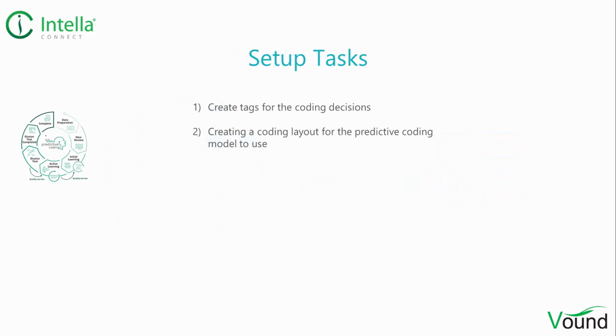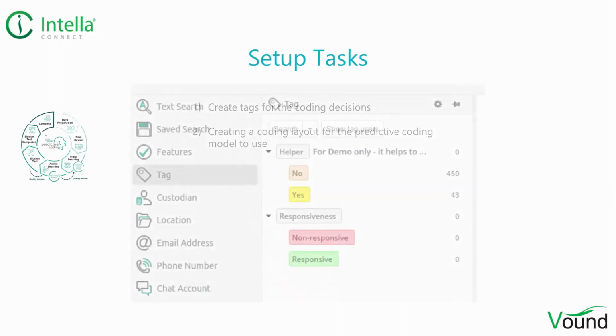There are two setup tasks that we need to do before we look at running a new review, which is the second step in the workflow. The first task is to create tags for the coding decisions. The second task is to create a coding layout for the predictive coding model to use.